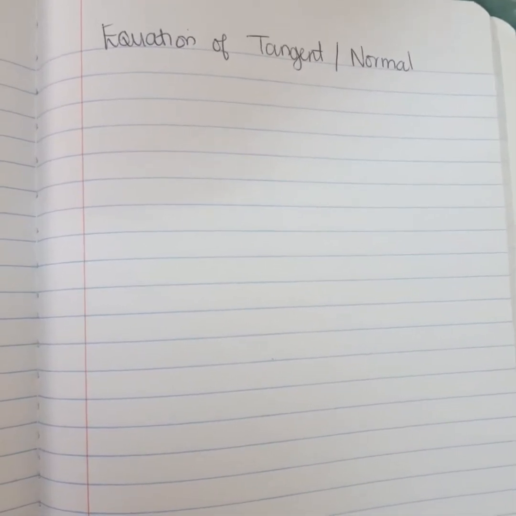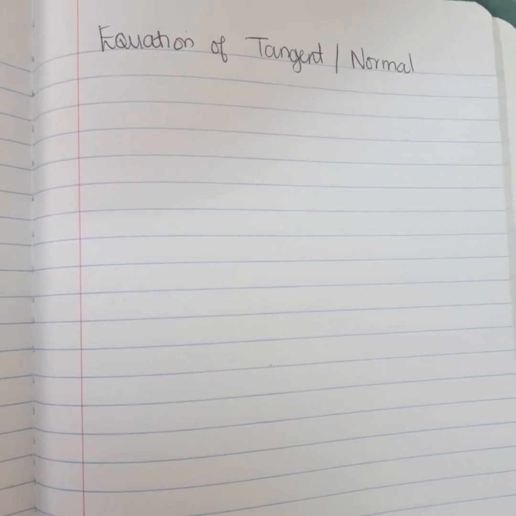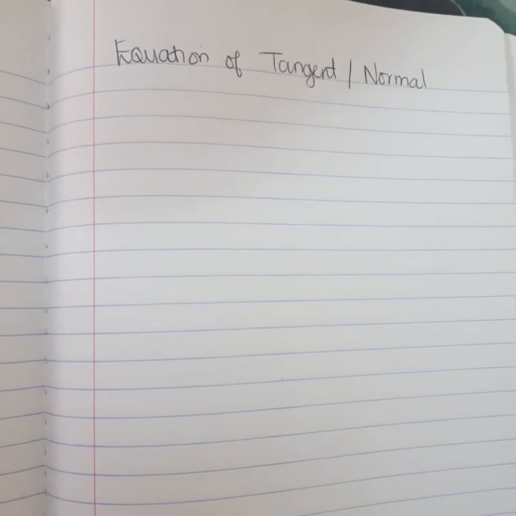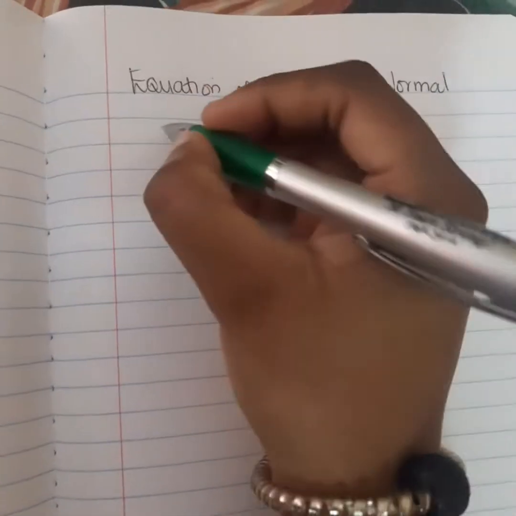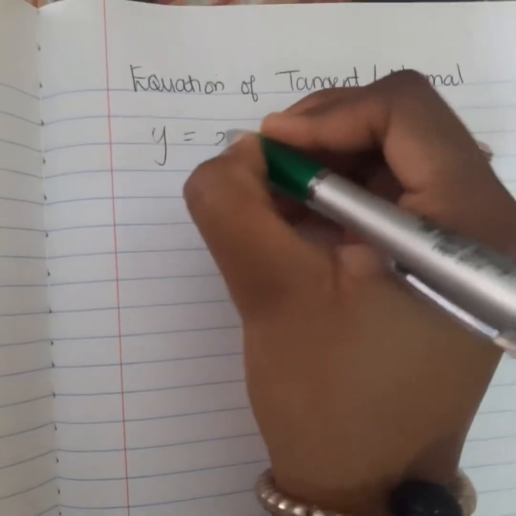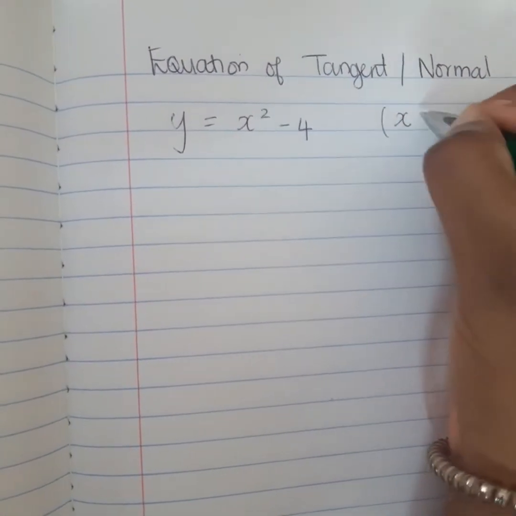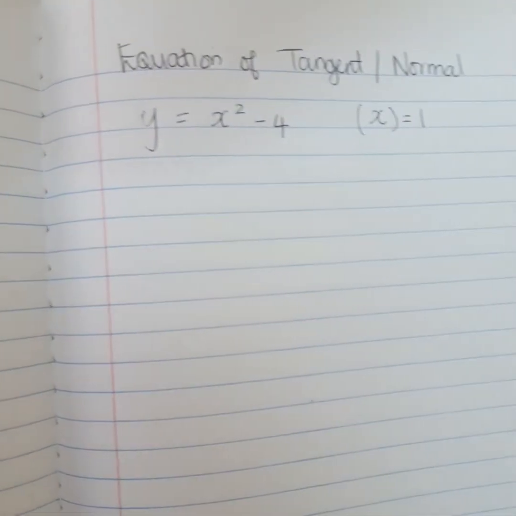Good day. Today we'll be focusing on the equation of the tangent and the equation of the normal. So we know that we're looking at derivatives again. So here's our first example: y is equal to x squared minus 4 and x is equal to 1.